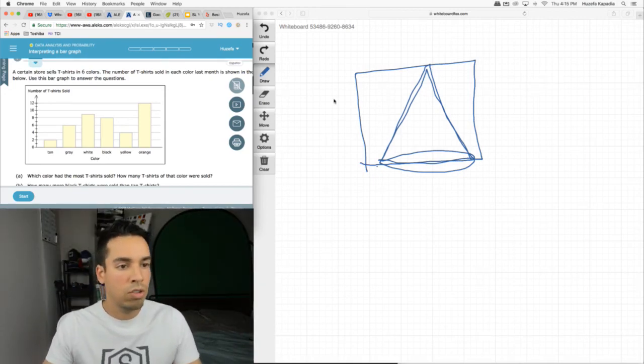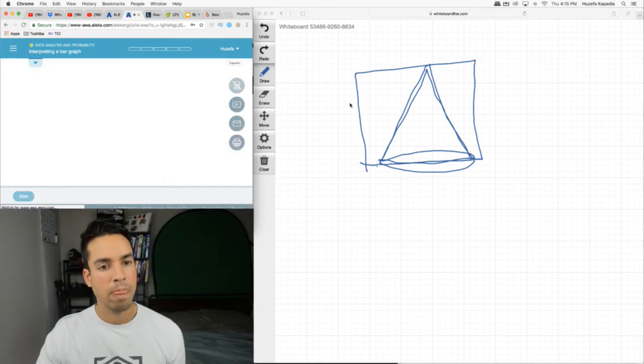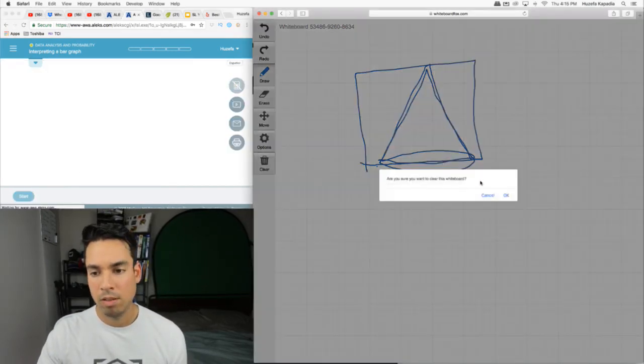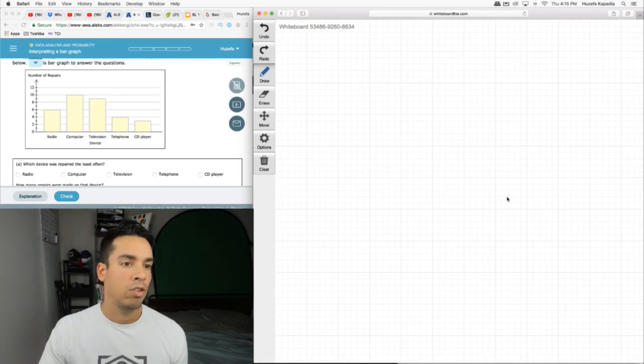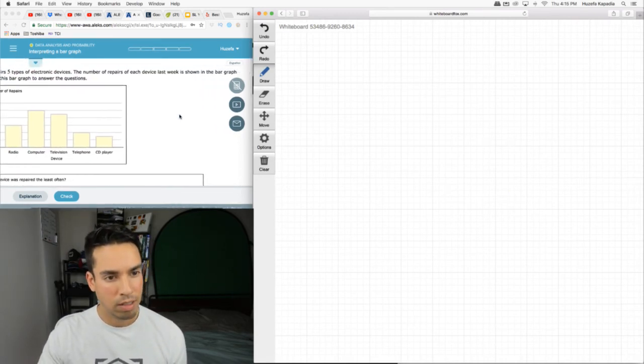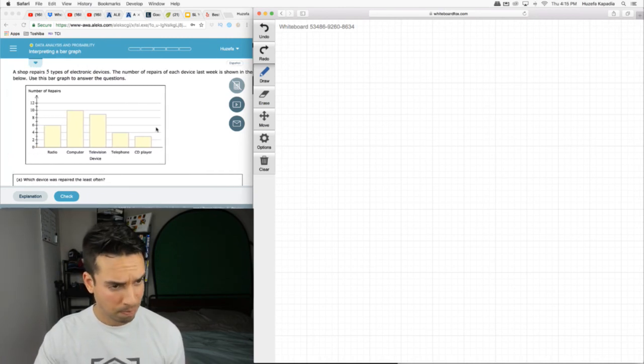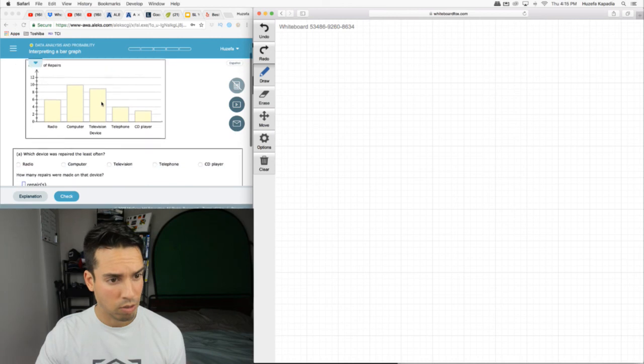Okay. A certain store sells t-shirts in 6 colors. The number of t-shirts sold in each color last month was shown. Oh, let's actually start. This is just the explanation. Interpreting a bar graph. So a shop repairs 5 types of electronic devices. The number of repairs of each device last week is shown in the bar graph below. Use this bar graph to answer the questions.